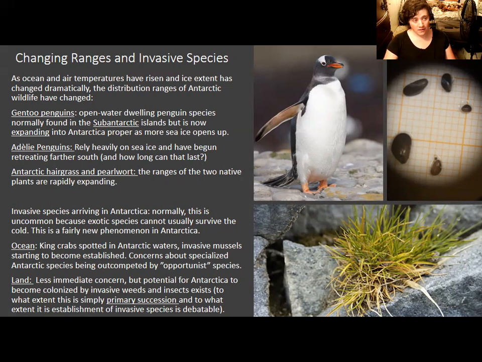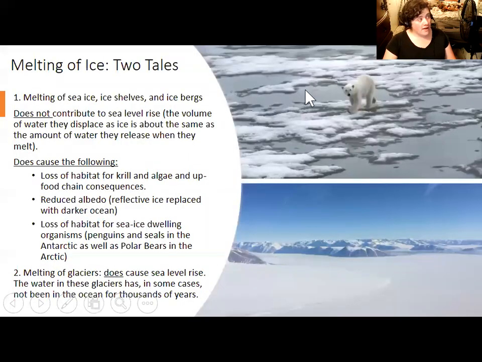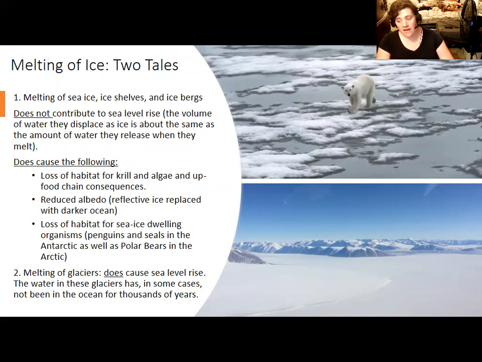Now, as for melting sea ice, it doesn't actually contribute directly to sea level rise, because the volume of water that is displaced as ice is about the same as the water released when it melts. And the same is true of the ice shelves and the icebergs that break off from ice shelves. The ice is already floating on the ocean and displacing some seawater, so whatever seawater is displaced will be balanced out by whatever water is released when they melt.